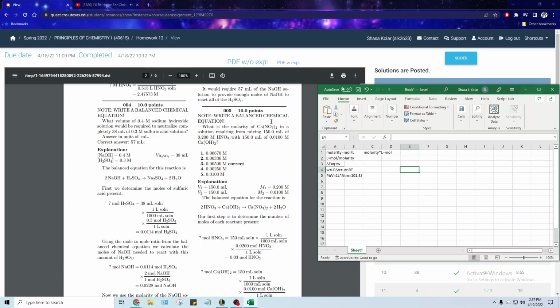Write a balanced chemical equation. What is the molarity of Ca(NO3)2 after mixing 150 milliliters? Okay, so yeah, we do want to write a balanced chemical equation for this one. Because it's the same metal, they're both going to have a 1 in front of them, because they'll just swap.